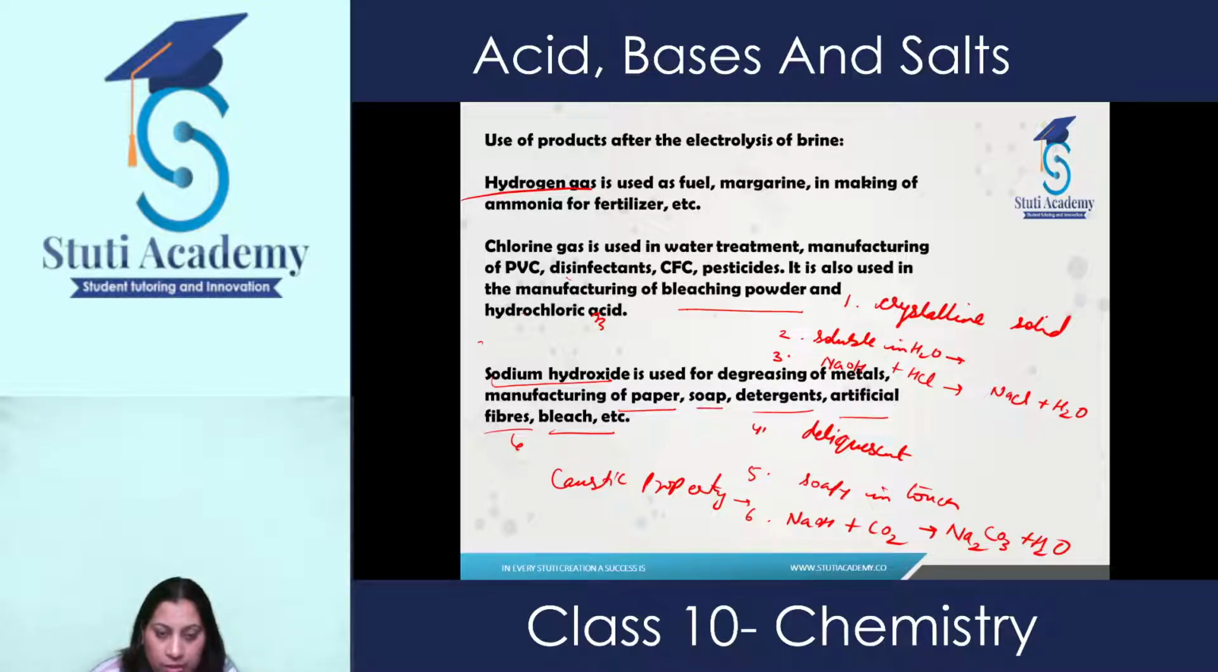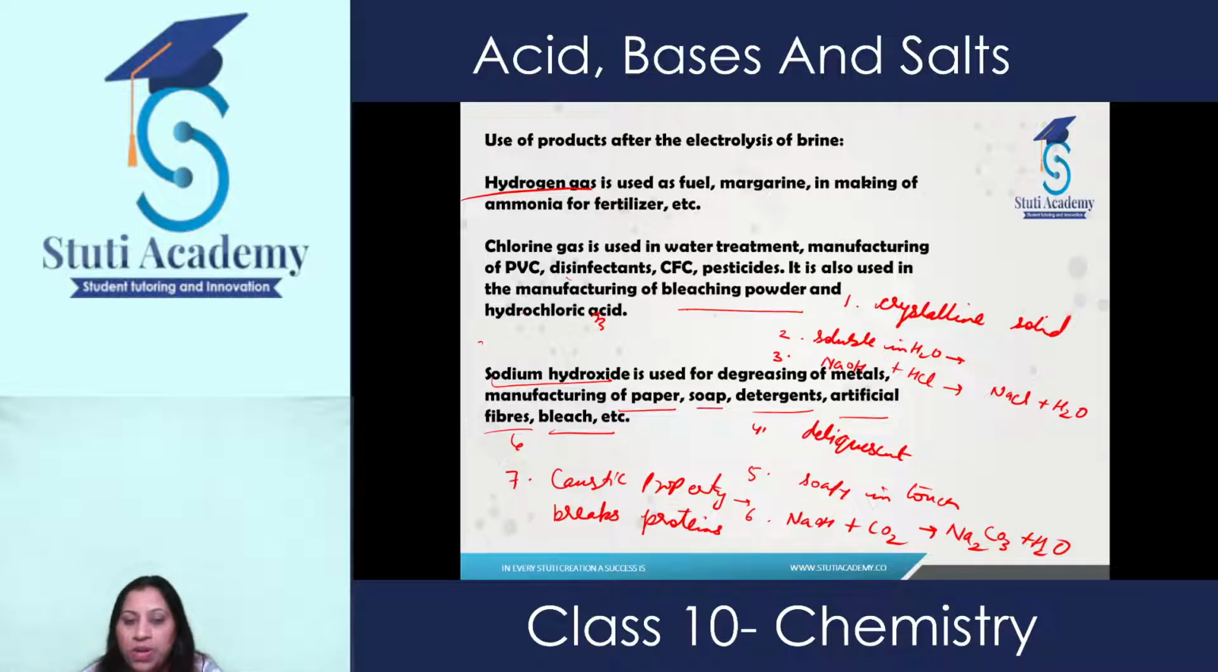Now, due to the presence of this property, it is known as caustic soda. Just write here, this is the seventh property. And this caustic property helps in breaking down the proteins. It breaks proteins. So these are the properties of sodium hydroxide.